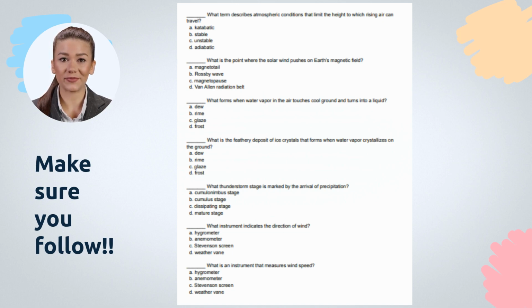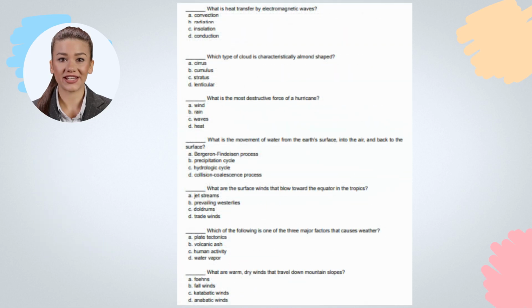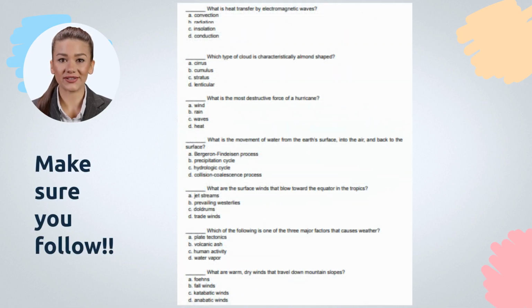What is an instrument that measures wind speed? A. Hygrometer. B. Anemometer. C. Stevenson screen. D. Weather vane. What is heat transfer by electromagnetic waves? A. Convection. B. Radiation. C. Insolation. D. Conduction.